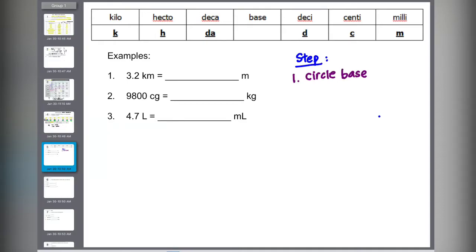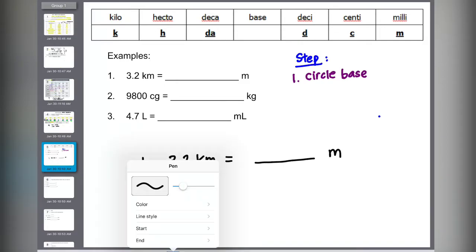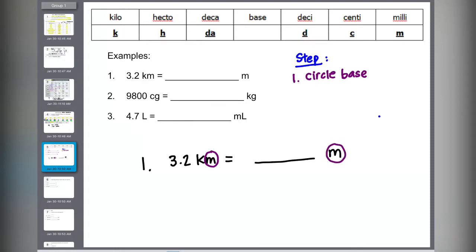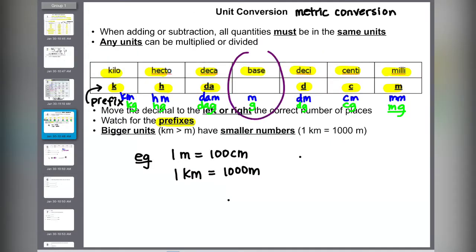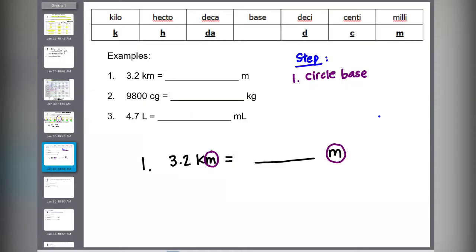So step 1 with example 1, I'm going to rewrite out example 1 so I have a bit more space. Question 1 is I am going from 3.2 kilometers and I want to convert it into meters. The first thing I'm going to do is circle my base. What is my base? My base in this question is the meters. Remember just now we said that the one in the middle is called the base, right? So if I go back to here, my base has nothing. And so I went from meters. See how meters is my base.